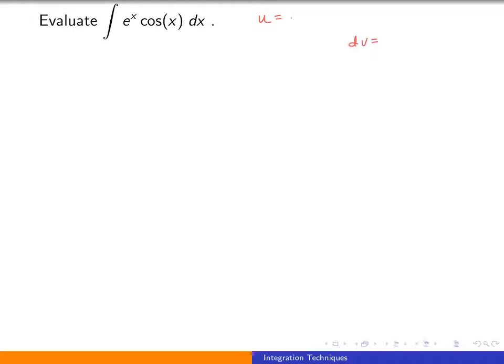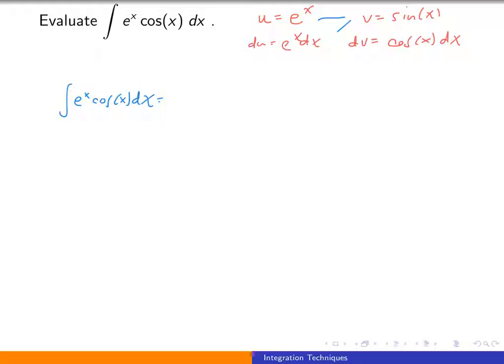I'm going to go ahead and let u be equal to e to the x and dv be the cosine x. Then v will be the antiderivative of cosine, which is sine, and du is e to the x. So integration by parts gives us that the integral of e to the x cosine x is equal to uv, so e to the x sine, minus the antiderivative of e to the x sine.